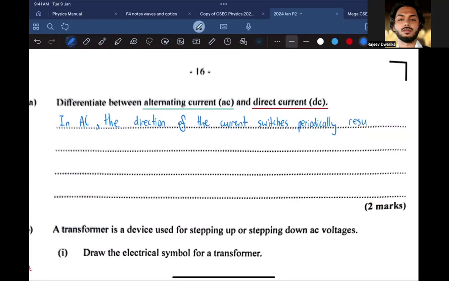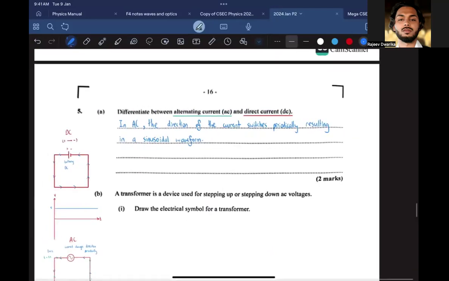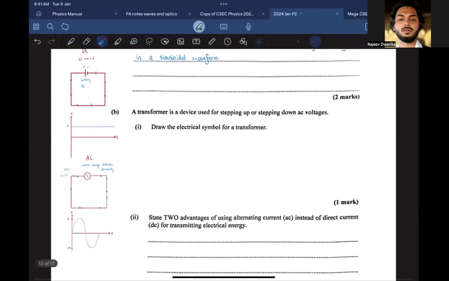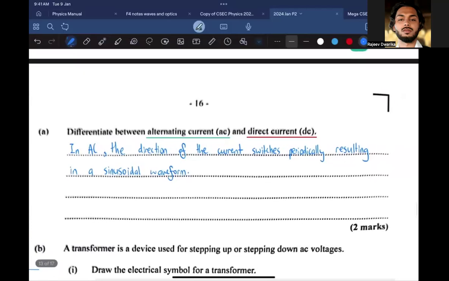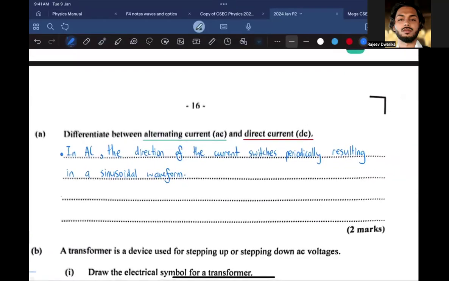Resulting in a sinusoidal waveform. Don't get confused. This is what I'm talking about. This is a sinusoidal wave. And that's why we use this symbol to represent alternating current, because alternating current produces a sinusoidal waveform. So that's AC. Let's look at DC now.